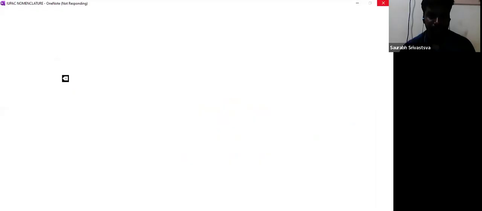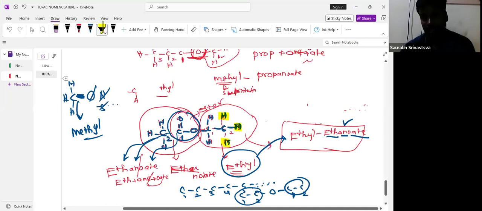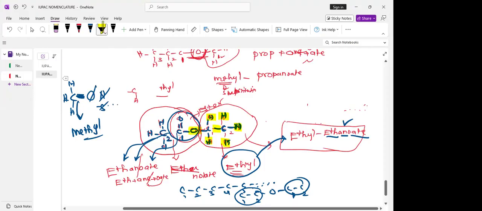Here this one has hydrogen. Here hydrogen is there. But here there is no hydrogen. Here it is carbon, here hydrogen, and here it is connected with oxygen. It is not hydrogen. So that's why we are writing it as ethyl.